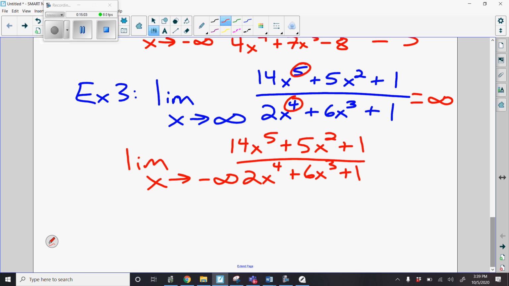So I know it's going to infinity, but since the top is negative and the bottom is positive, just looking at those most powerful ones, we see that this is going to go to negative infinity.